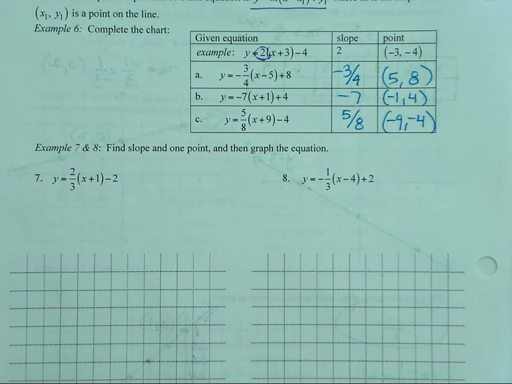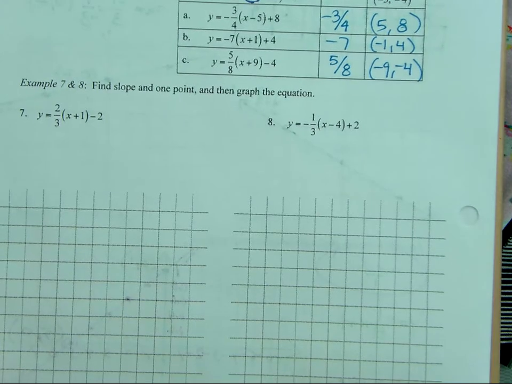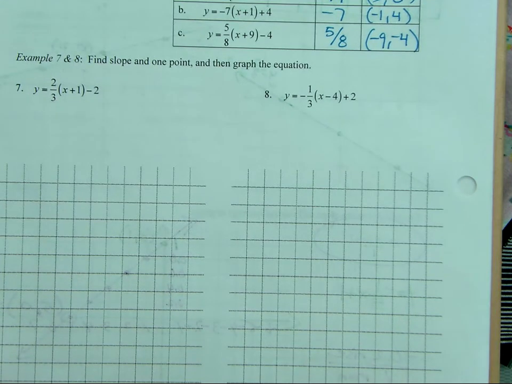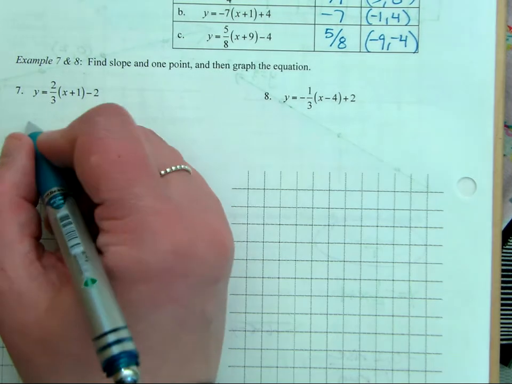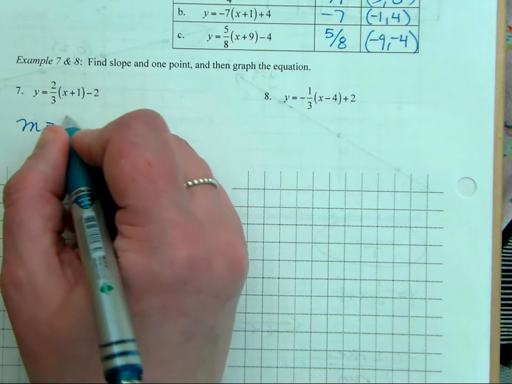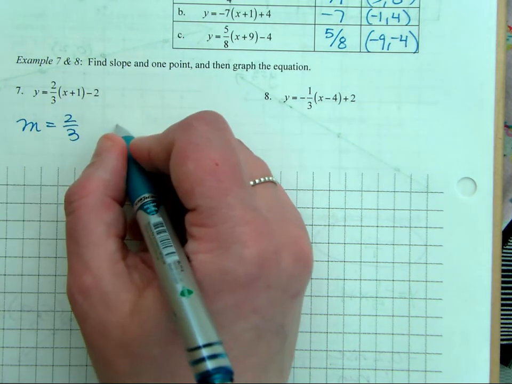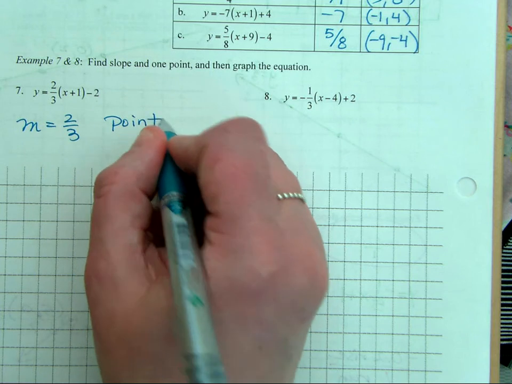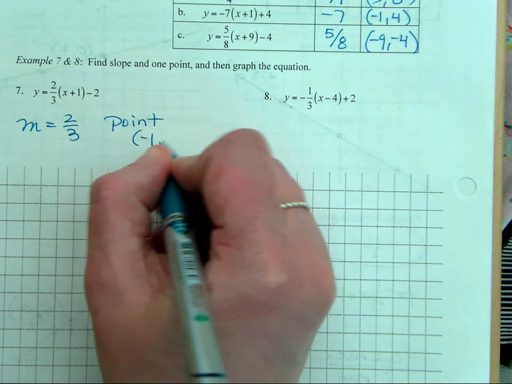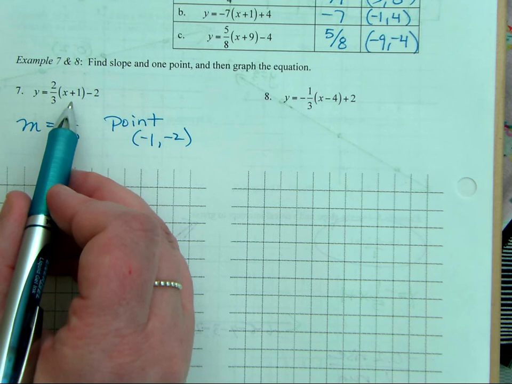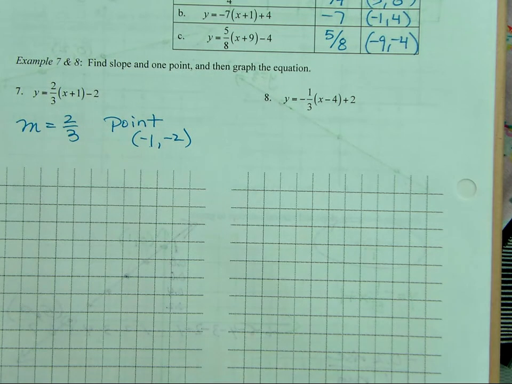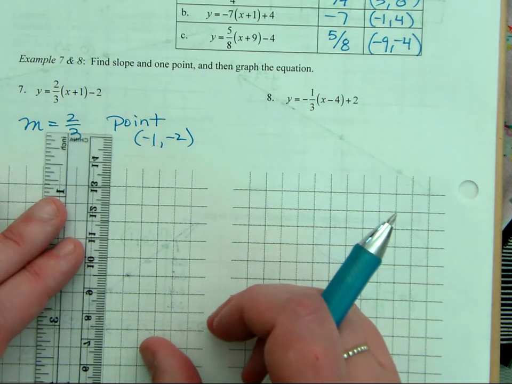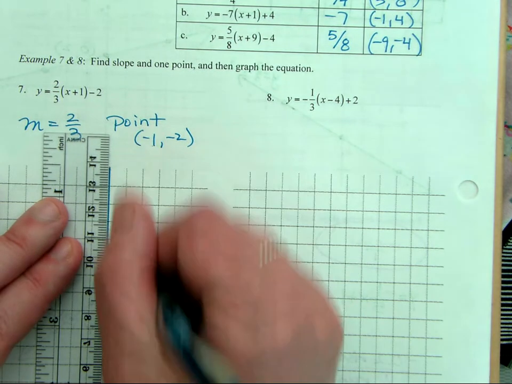Okay? And so just like we did before, if I wanted to graph a problem that's in point slope form, I would take the point and the slope. So go ahead and tell me here, what's the slope? m equals 2/3, and what's the point? (-1, -2), and that's going to be the trickiest thing to remember, is just to change the sign of the x there. Okay, then let's go ahead and draw our x and y axis and scale it.